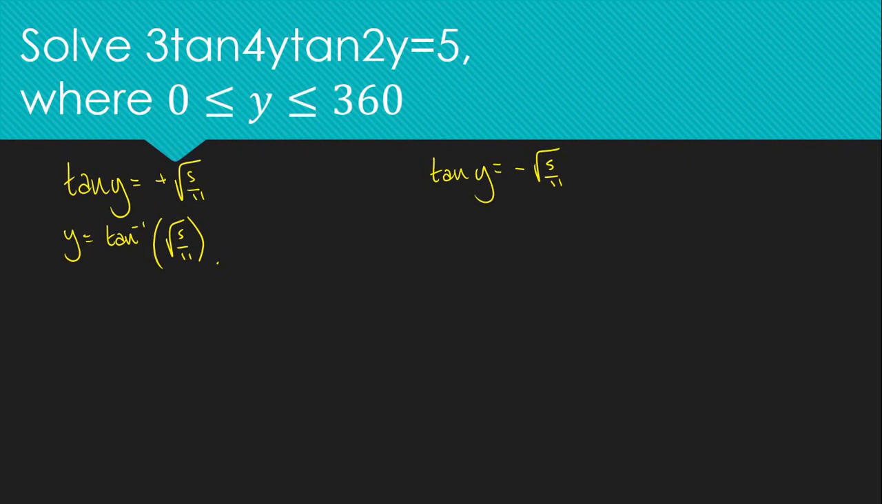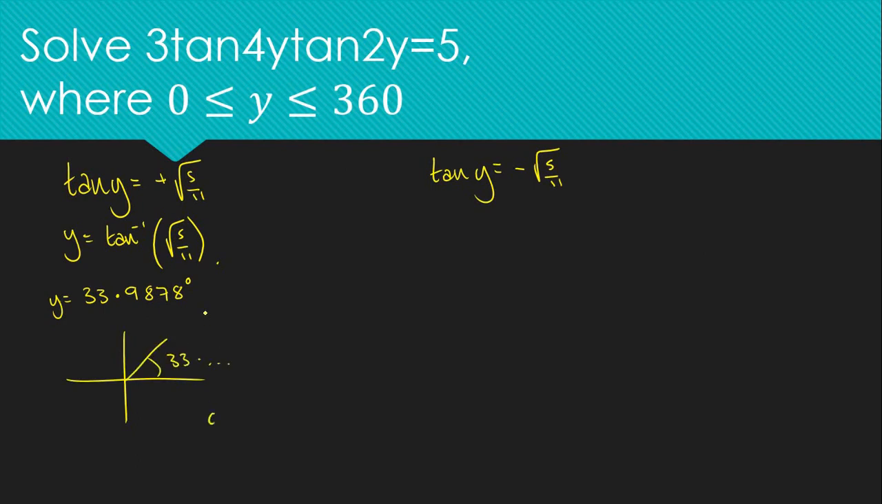Okay, tap that into your calculator. So you get root of 5 over 11, close the brackets, and we end up with 33.9878. My suggestion is to keep quite a few decimal places, and then you can always tidy them up later. So for me, I'm going to go with y is equal to 33.9878. Okay, those will be my first ones. That's my degrees.